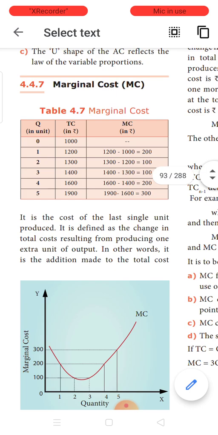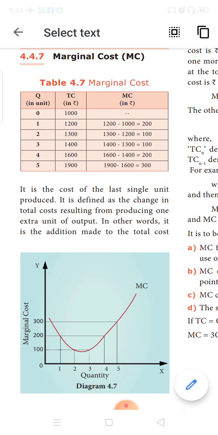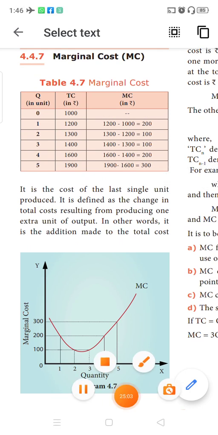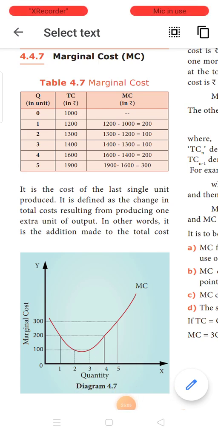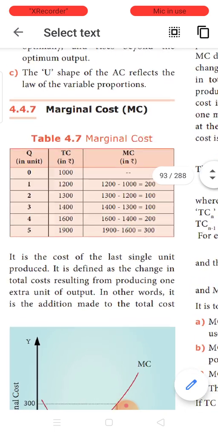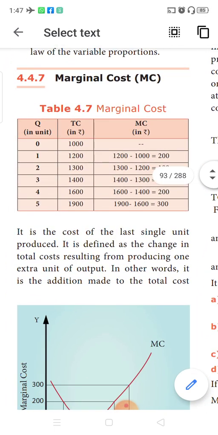Next is marginal cost. Marginal cost is when one additional unit of output is produced, what is the addition made to total cost? When you are going to produce one extra unit of output, the addition that you are making to total cost is the marginal cost. Just look at the table, I can explain a little better.